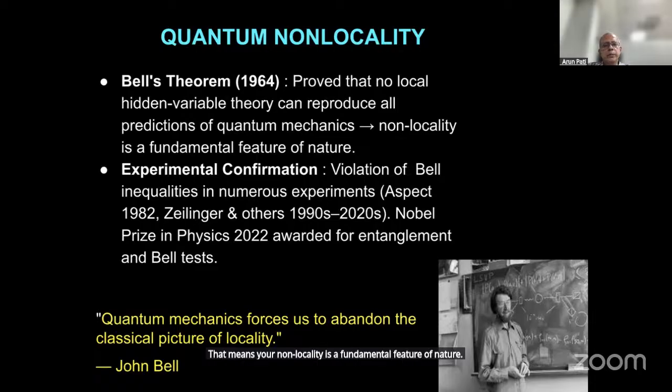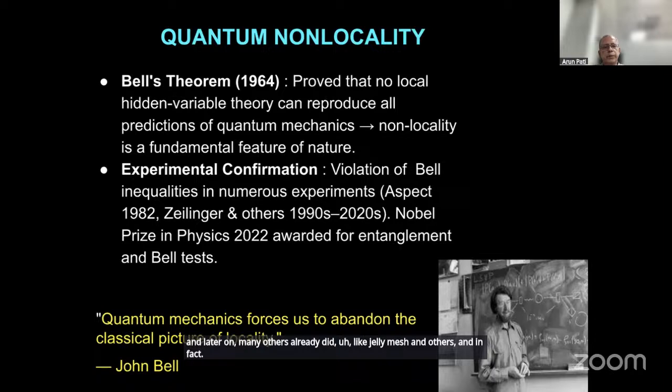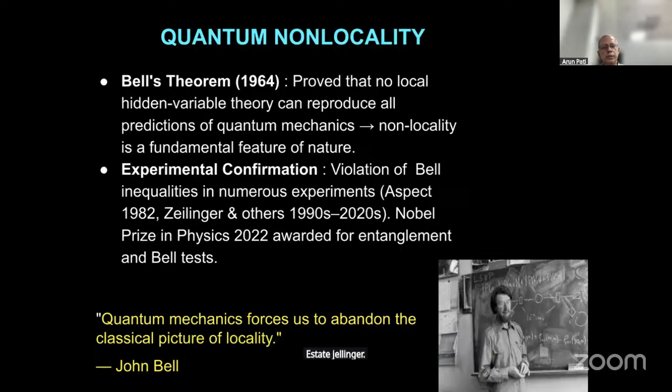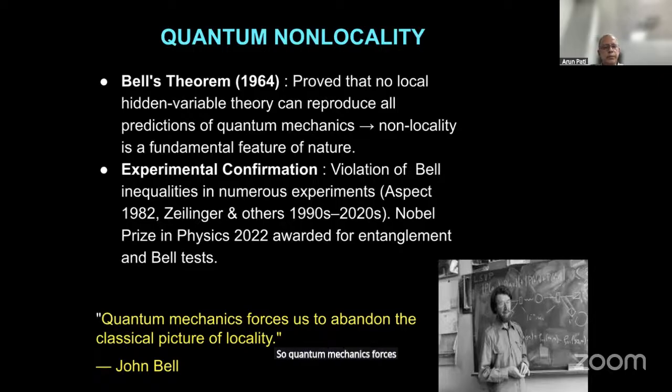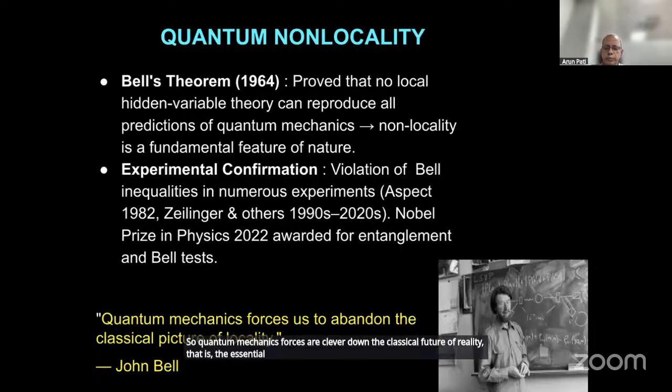And the first confirmation came from Aspect's group in 1982. And later on, many others also did, like Zeilinger and others. And in fact, Aspect, Clauser and Zeilinger received the Nobel Prize in 2022 for entanglement, Bell tests and quantum teleportation, and other things also. So quantum mechanics forces us to abandon the classical picture of reality. That is the essential lesson we learn from John Bell's work.